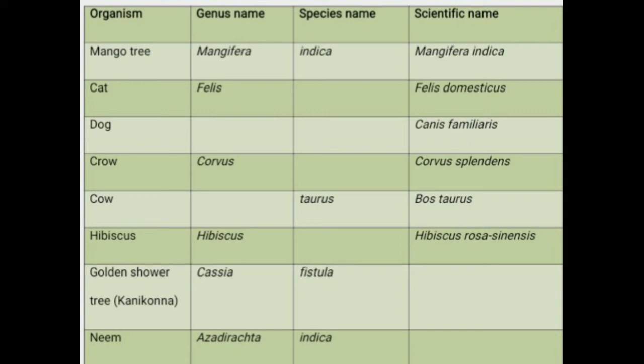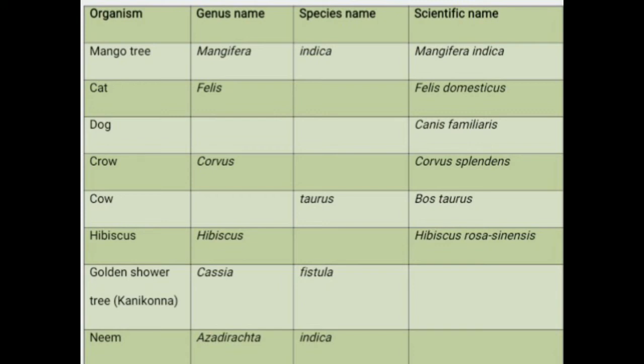Now you have to identify the scientific names of the following organisms: cat, dog, crow, cow, hibiscus, golden shower tree, neem. Some scientific names were given. You have to complete the other part. So just complete the table.